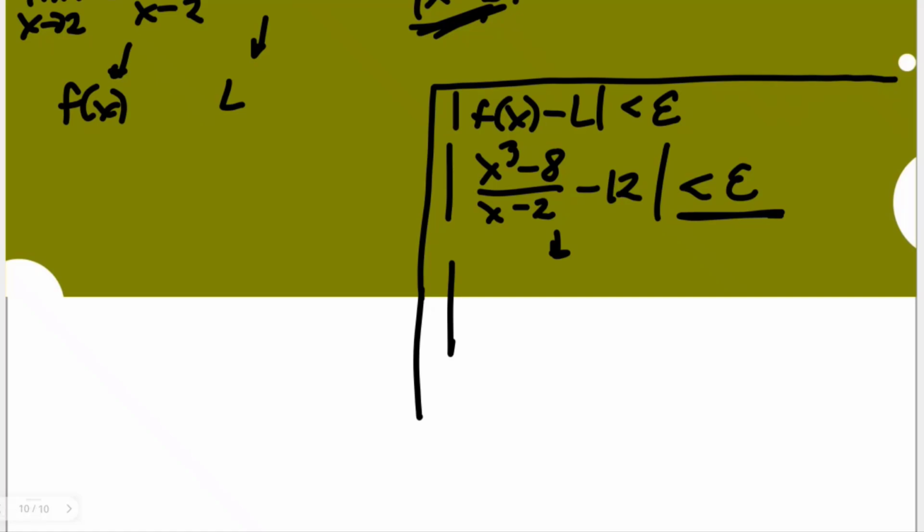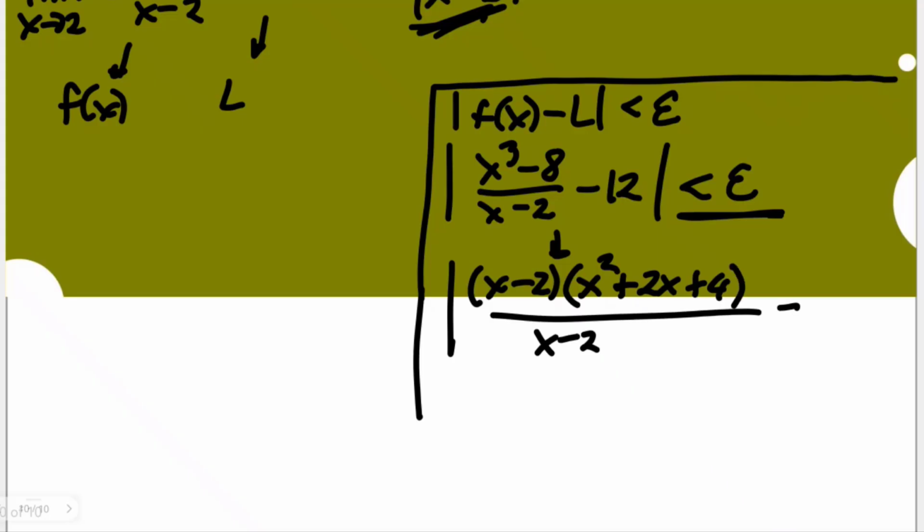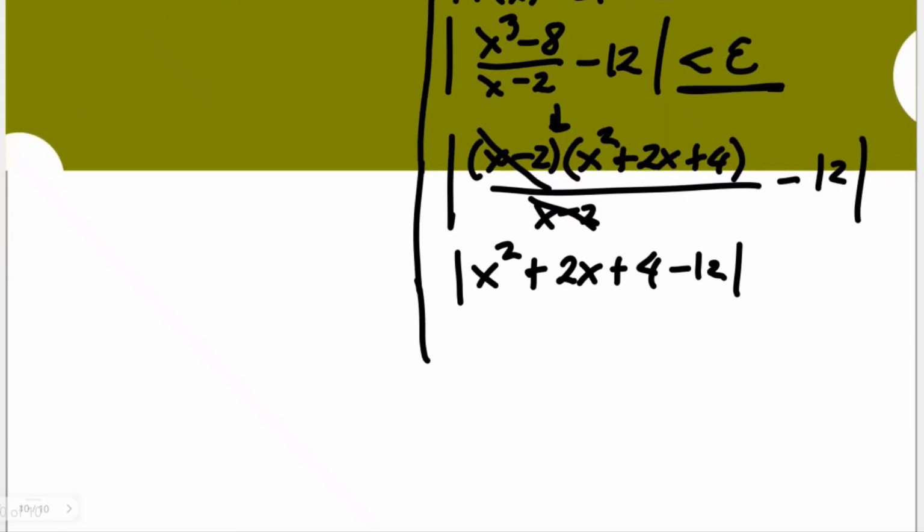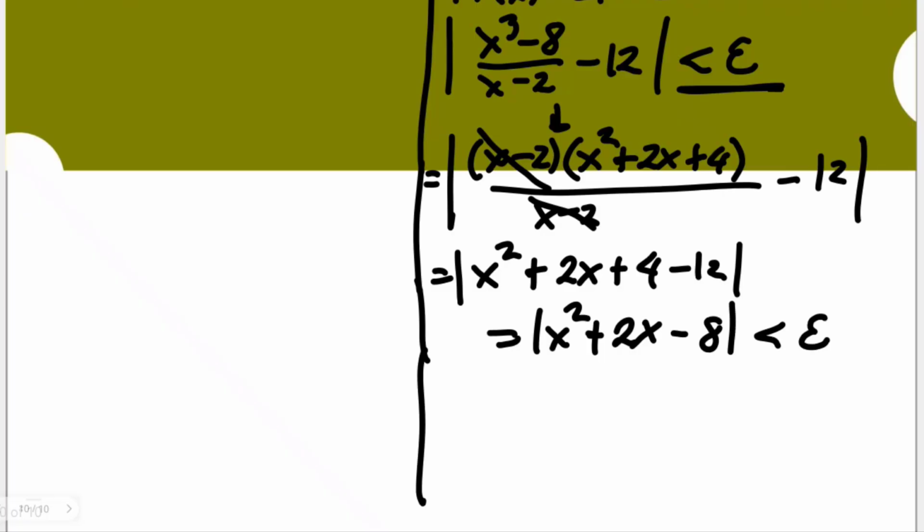But what will happen here is we can actually have x minus 2 times x squared plus 2x plus 4 all over x minus 2, minus 12, because we could cancel that. Hopefully you're following. We're canceling that. So the absolute value of x squared plus 2x plus 4 minus 12, which is equal to x squared plus 2x minus 8, is supposedly less than epsilon, because that's the intended goal.